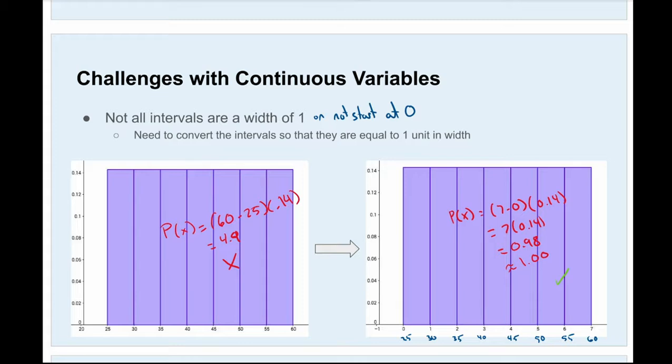So again, that's the reason why if our interval doesn't always start at 1 or they're not a width of 1, it does help that we change the values, sorry, so that our intervals have a width of 1.